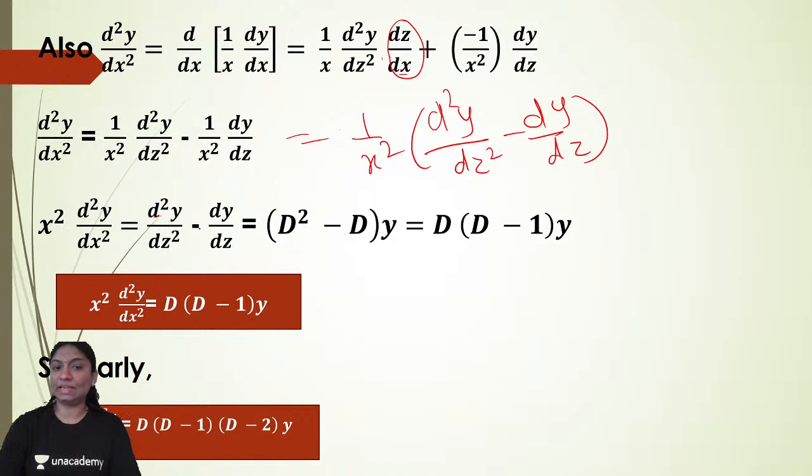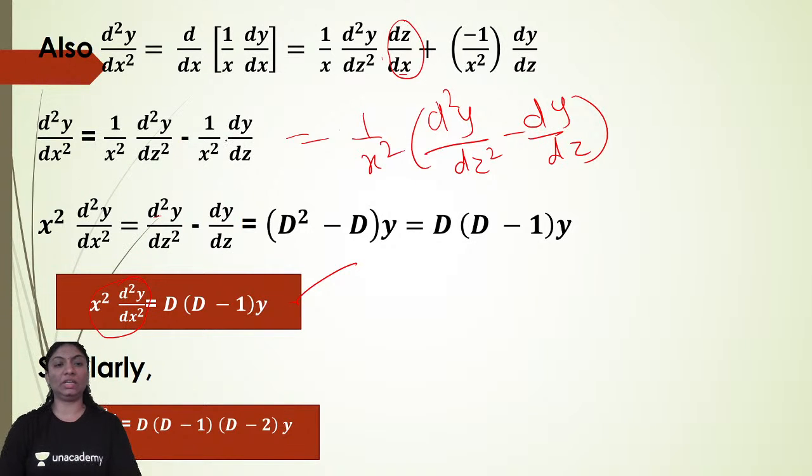So d by dz, as we have already said, is equal to capital D, that is our differential operator. So D square minus D of y is equal to D into D minus 1 of y. So wherever in the Cauchy's differential equation the term is x square into d2y by dx square, we directly apply D into D minus 1 of y. Similarly, we will directly apply here for x cube.